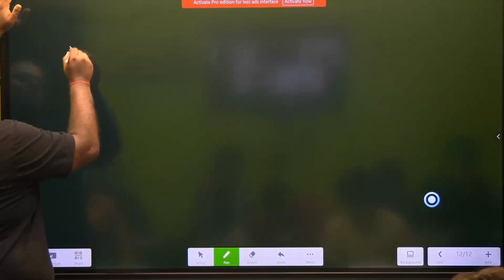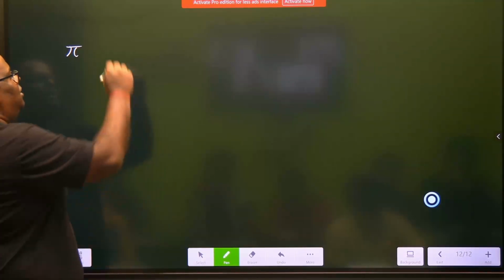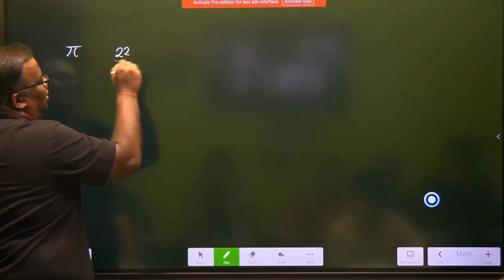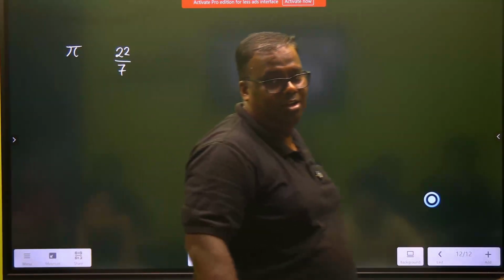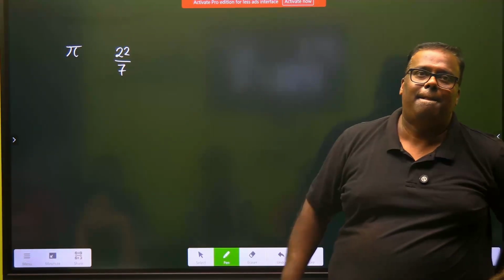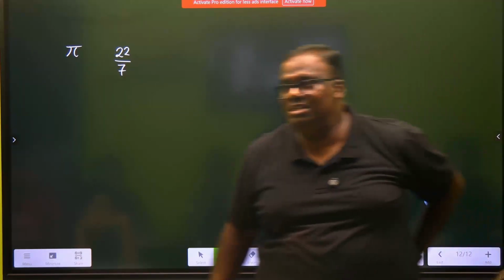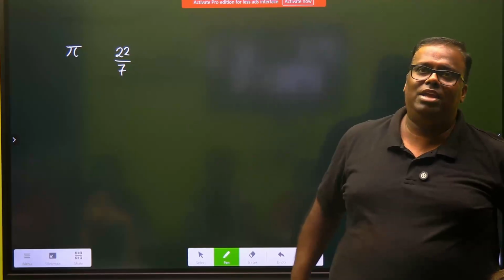What is this number? Pi. Is pi rational or irrational? And what is this? Closest rational definition. It's an estimate of pi. 22 by 7 is rational or irrational? Rational. But then why is it said to be pi?